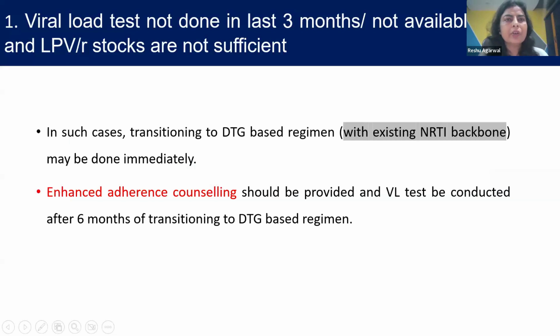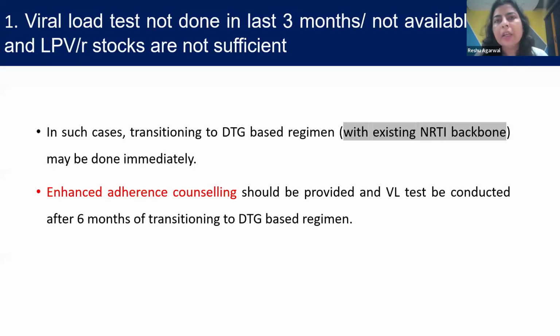So the first scenario is, if there are kids where the viral load has not been done in the last 3 months, and currently the viral load is not available and the lopinavir ritonavir stocks are exhausting or are not sufficient to wait for the viral load results, in such cases, what should be done? In such cases, transitioning to DTG-based regimen with the existing NRTI backbone has to be done immediately.